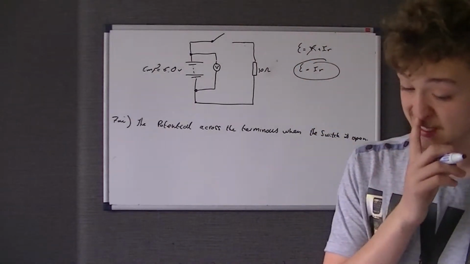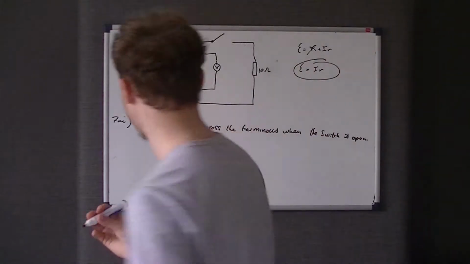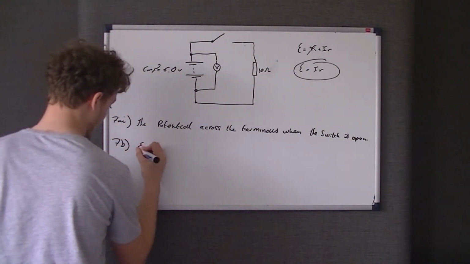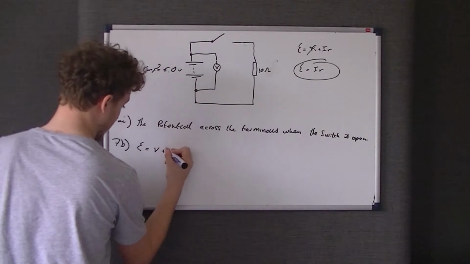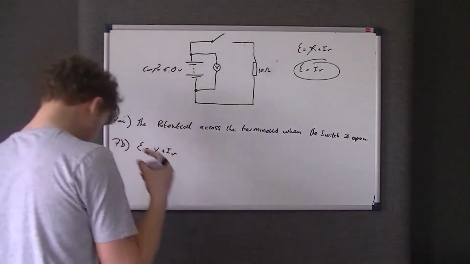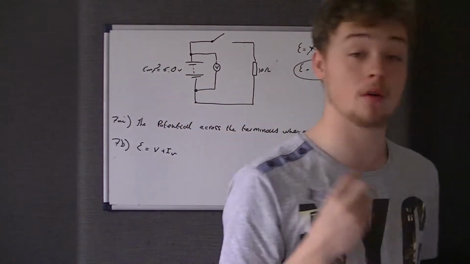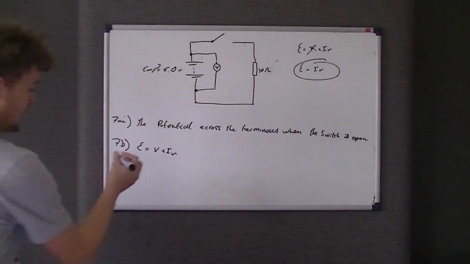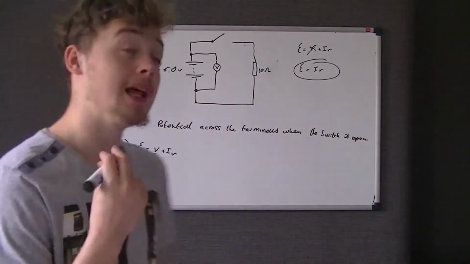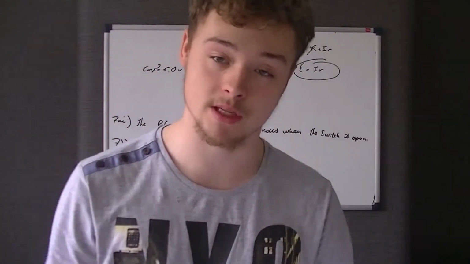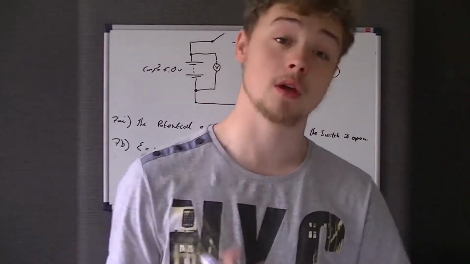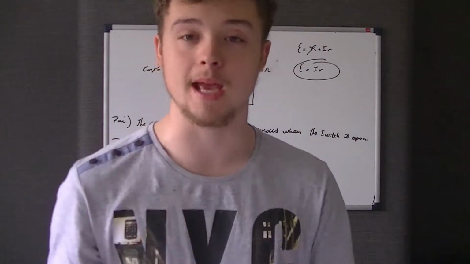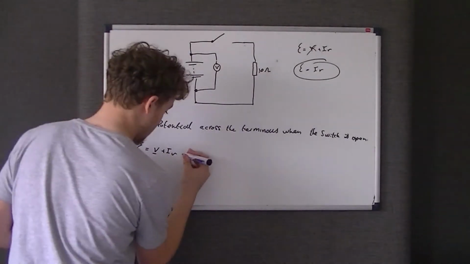7b says, calculate the internal resistance of the battery. We need to go from the EMF equation, E is equal to V plus I little r. It's asked us to work out the internal resistance of the battery, so obviously we don't know little r. But this V, remember, relates to the potential difference of all the components in the circuit. It's not equal to the EMF. The EMF we know is 6 volts.